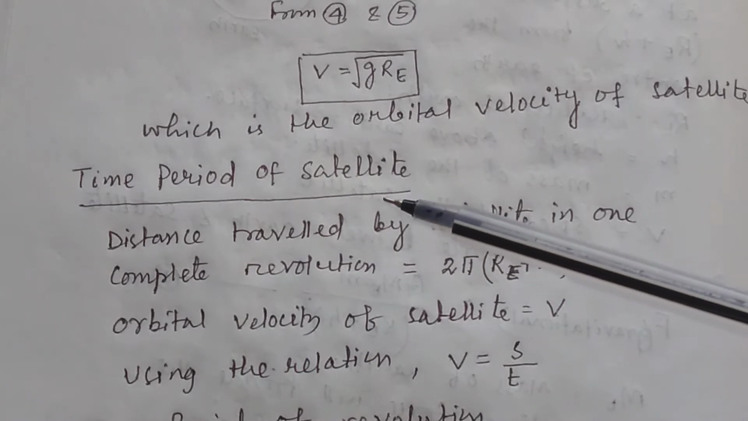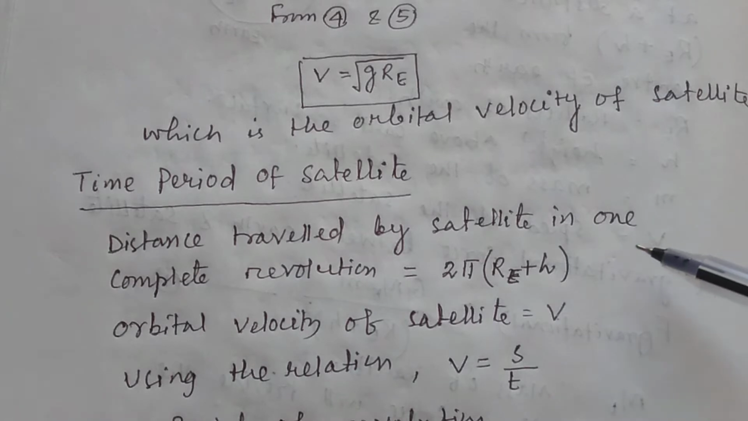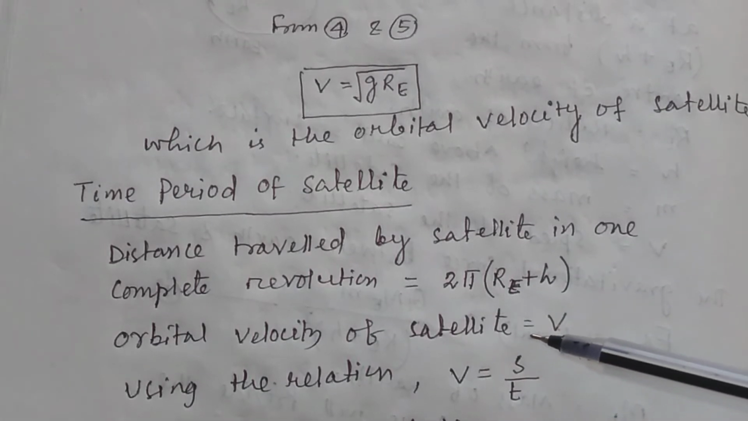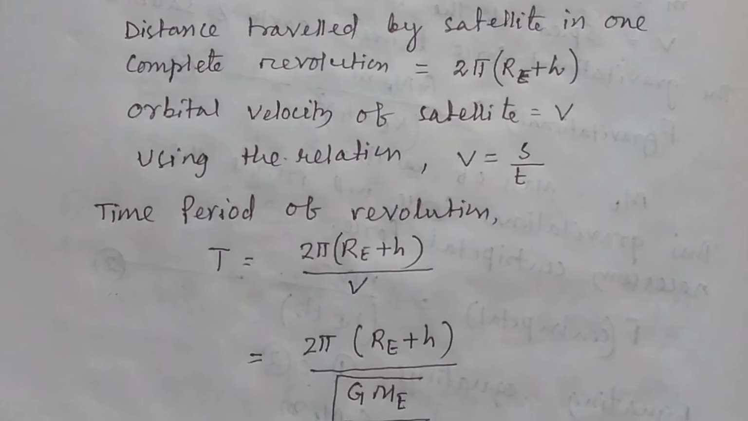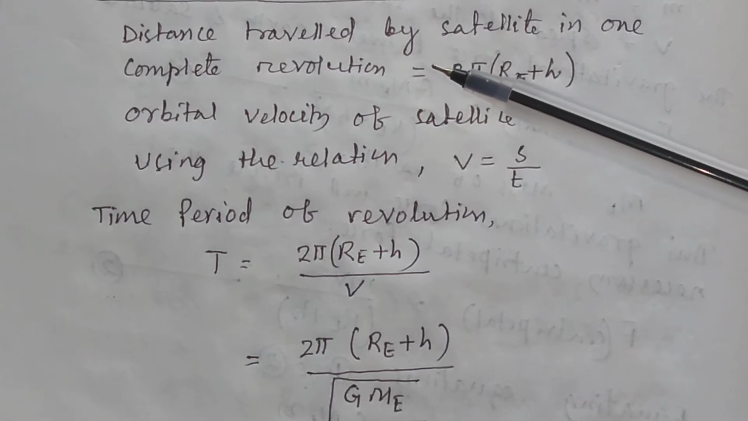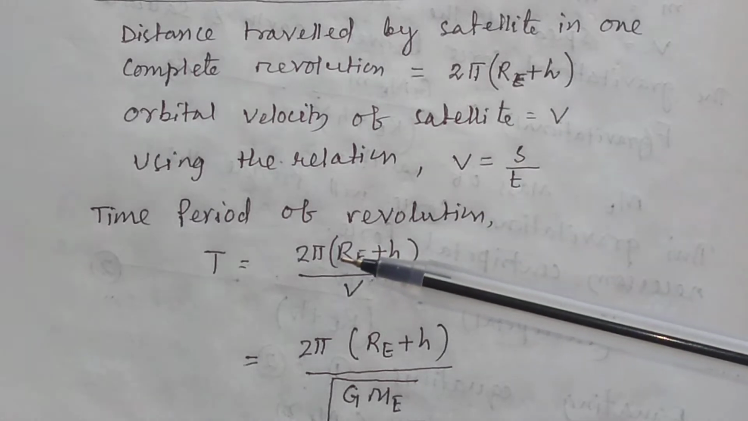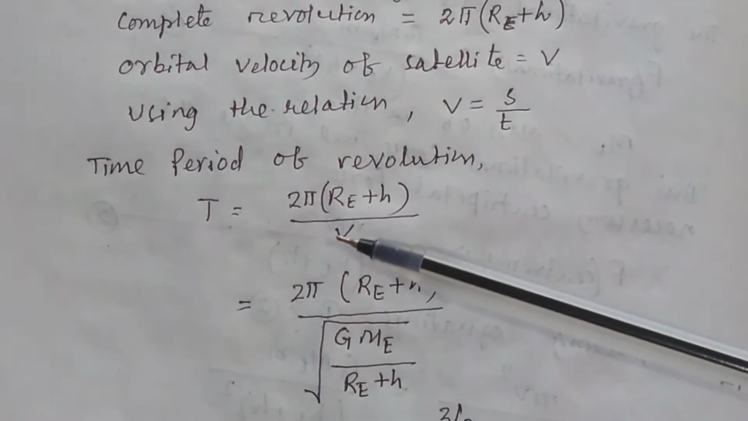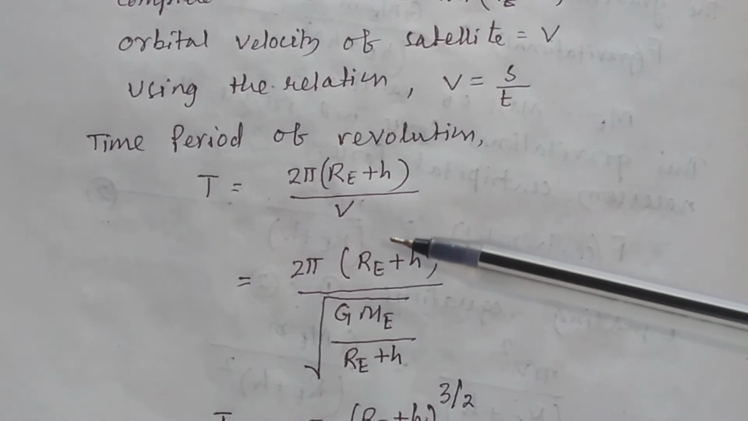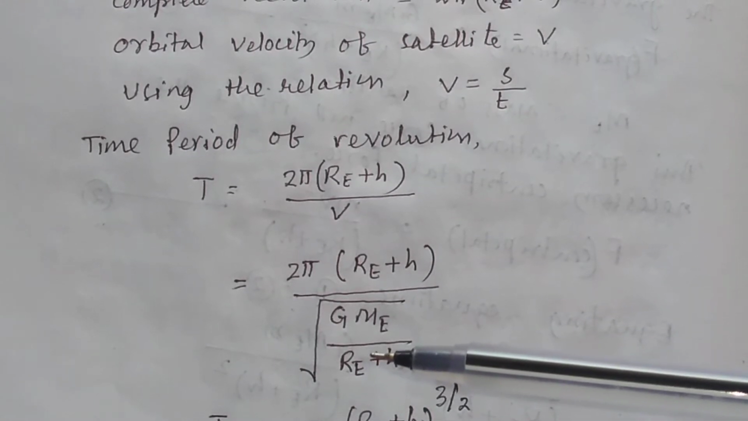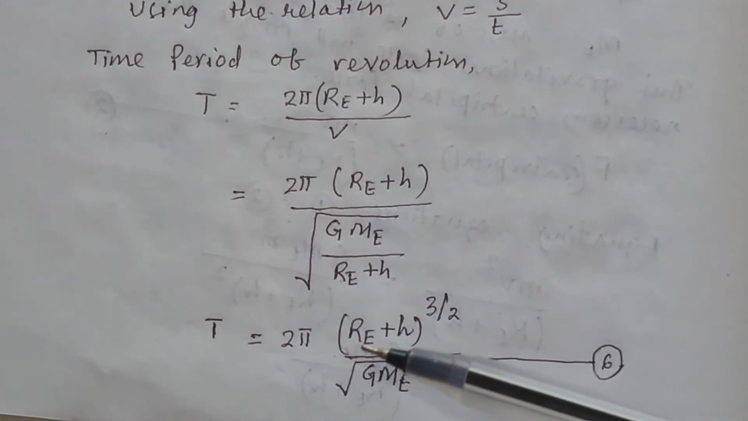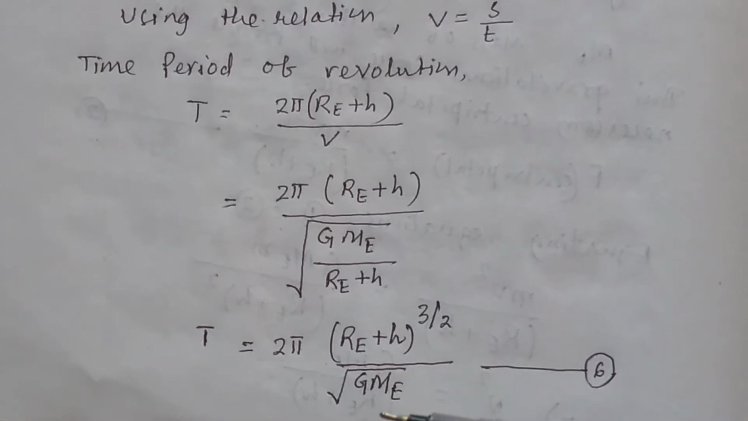Now we will calculate the time period of the satellite. The distance traveled by the satellite in one complete revolution is twice pi into RE plus H. The orbital velocity of the satellite we have taken as V. Using the relation V equal to S by T, the time period of revolution T will be equal to S divided by V. Substituting S equal to twice pi (RE plus H), and V equal to the square root of GME divided by RE plus H, as deduced in equation 3, we get T equal to twice pi (RE plus H) whole to the power 3 by 2 divided by the square root of GME.